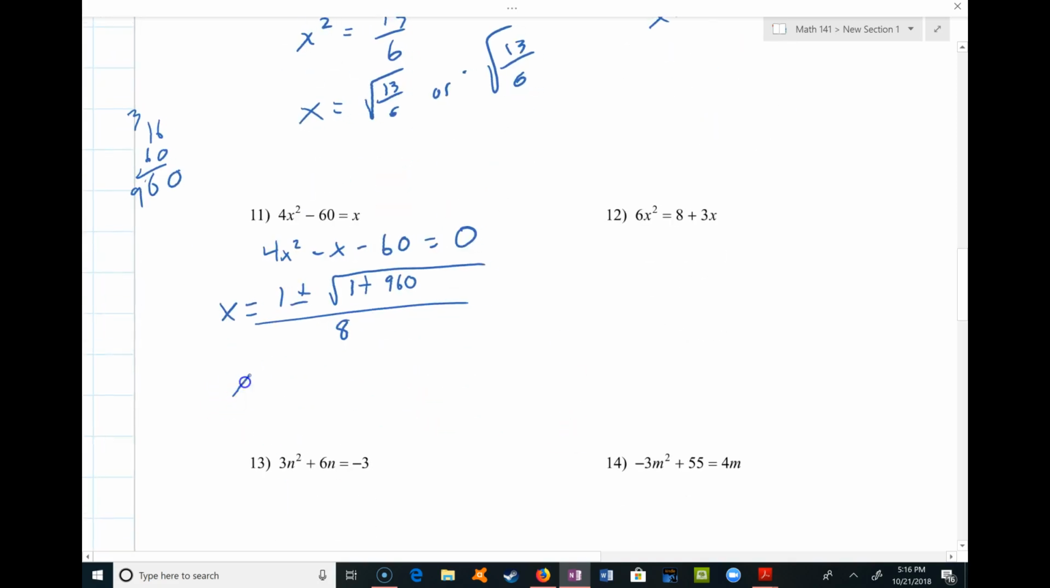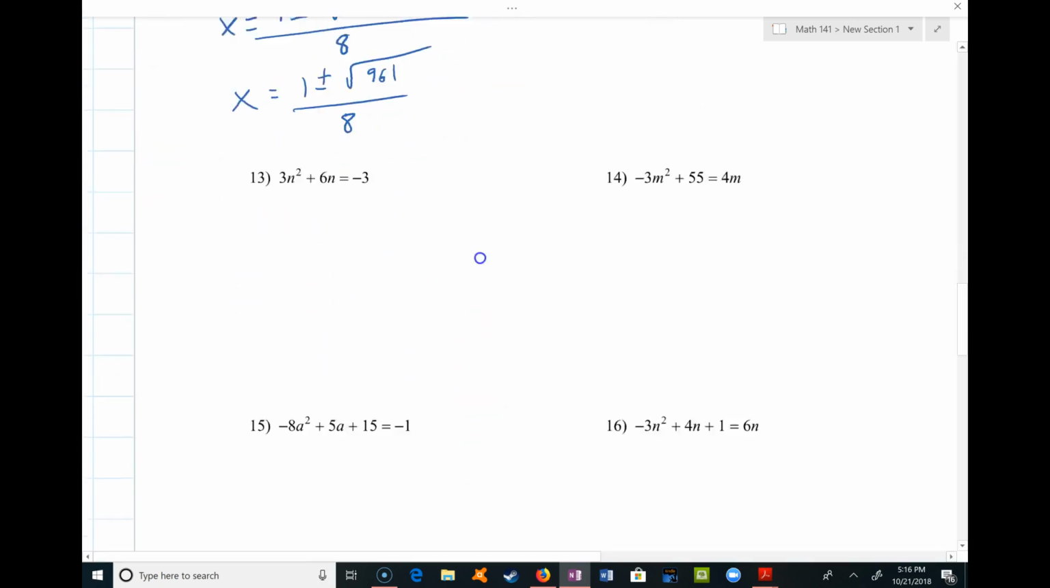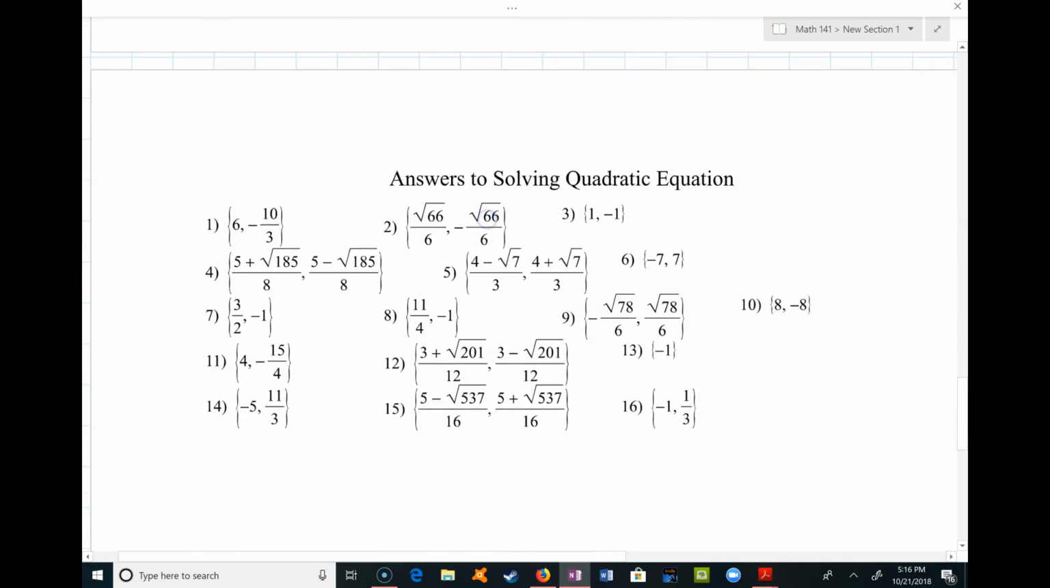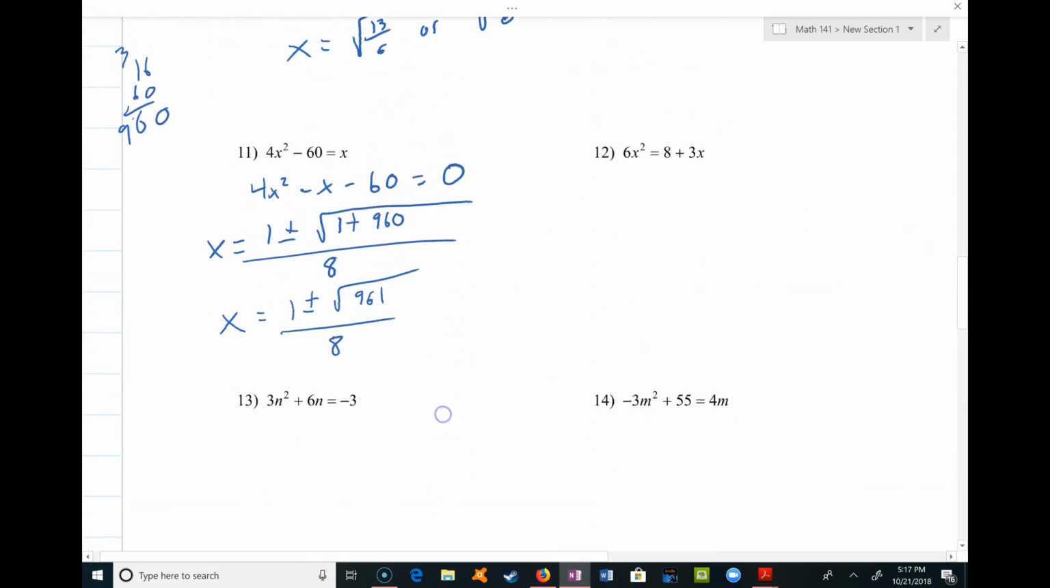So we end up with x is equal to 1 plus or minus the square root of 961 over 8. Whew, that's a big number. Is there any perfect square factors in there? Let's see, 9 and 7 is 16. I don't think so. I'm going to check the answer since we have them here. 11, 4, and negative 15/4. Oh, is that a perfect square? That can't be a perfect square, is it?